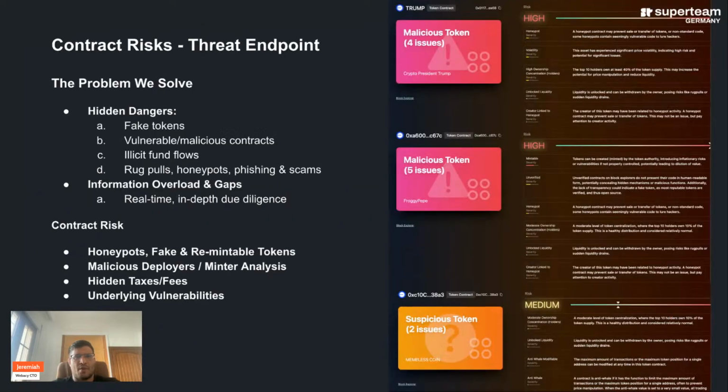Okay. So just to go over the risk threat endpoint, those are the problems we solve here. There are hidden dangers like fake tokens, vulnerable or malicious contracts, illicit fund flows, rug pulls, honeypots, phishing, drainers, etc. And it's all real-time, in-depth due diligence. We also provide contract risk for honeypots, fake and remintable tokens, malicious deployers and minter analysis, and also hidden taxes and fees and the underlying vulnerabilities.